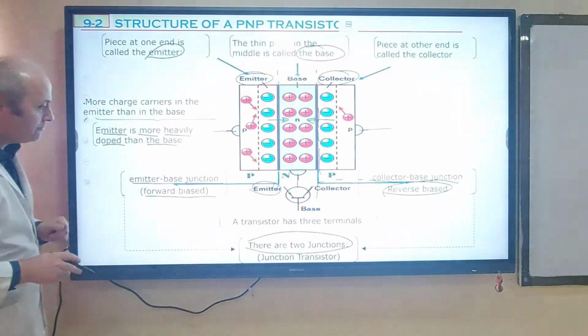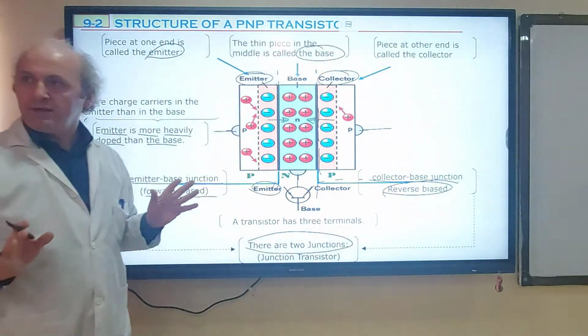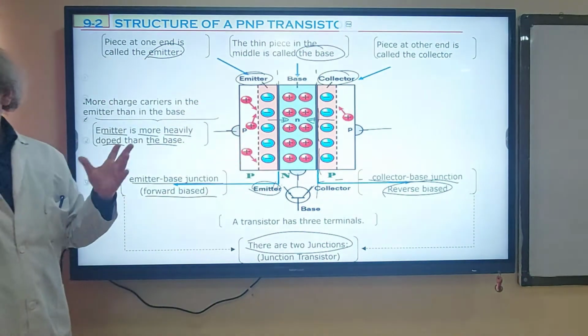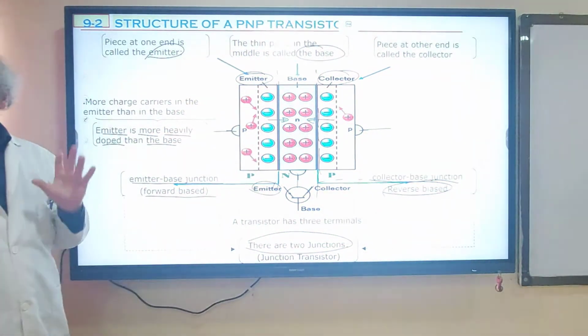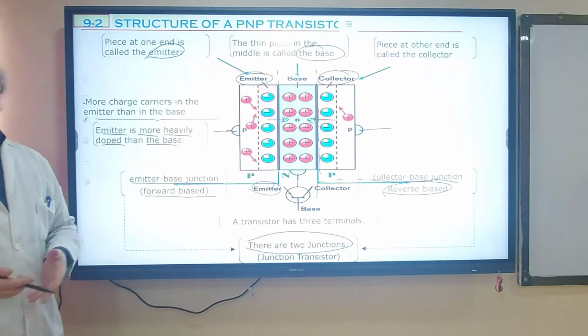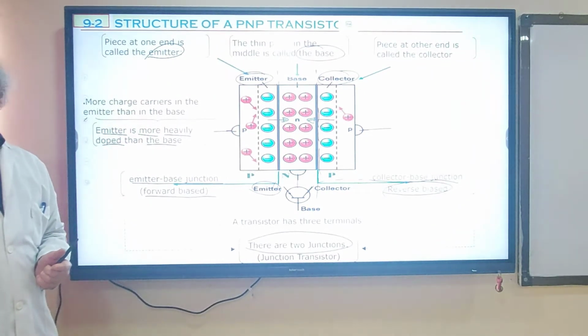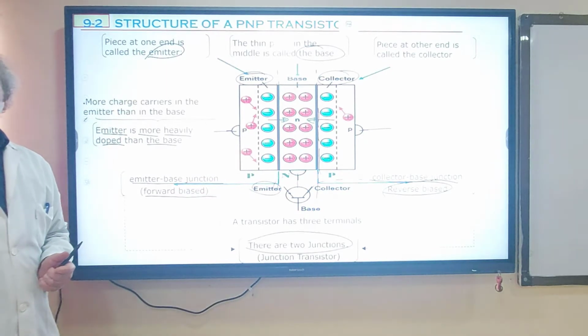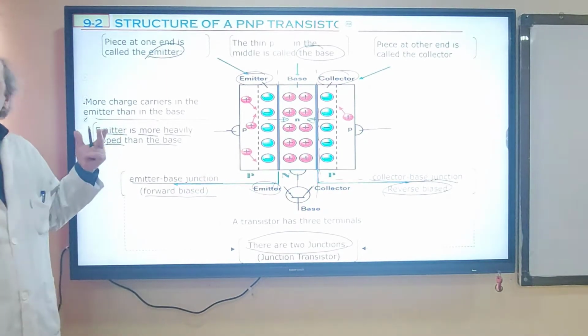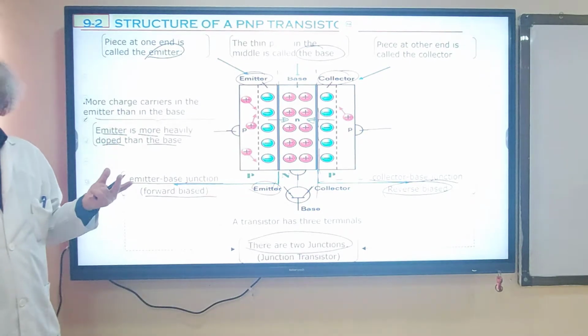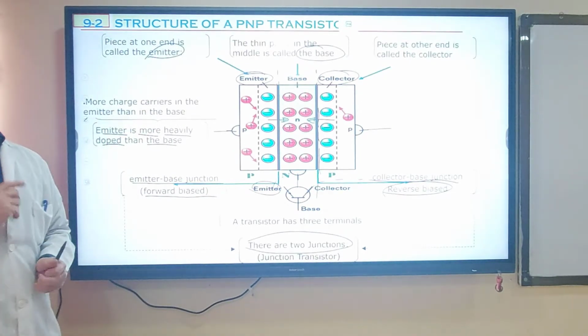Okay? Until here, any questions? This is how we define the transistor. These are the definitions. Now, we said that a transistor acts as an amplifier. How could it amplify an electric signal? Now we are going to talk about this.